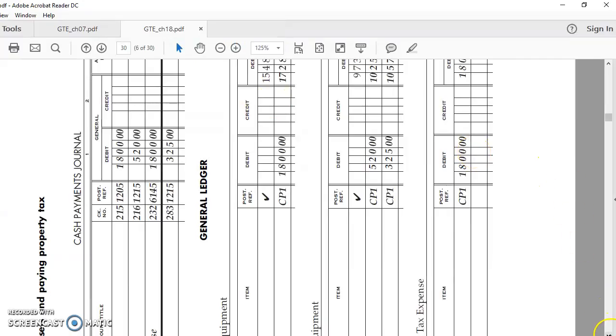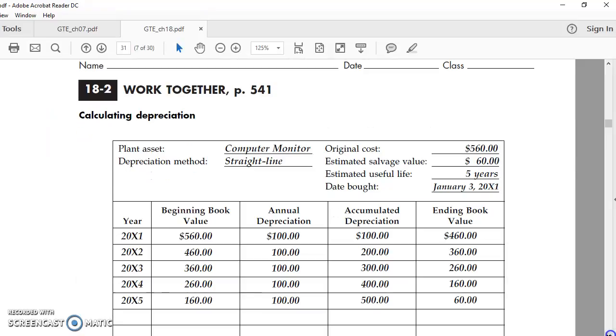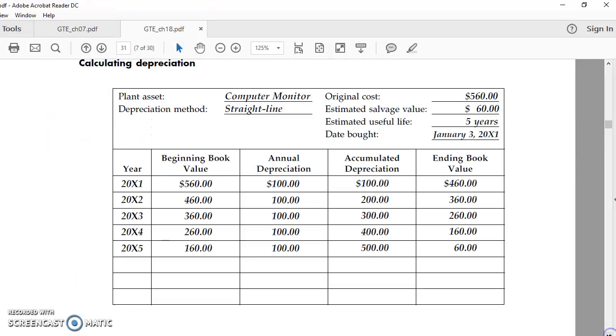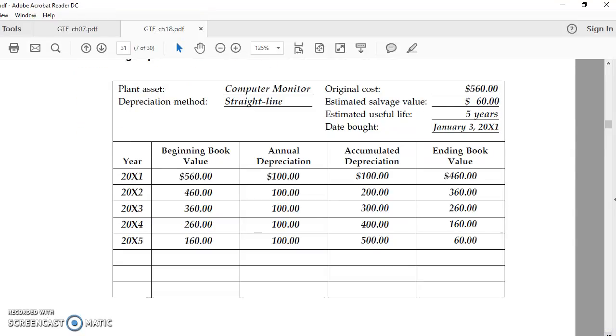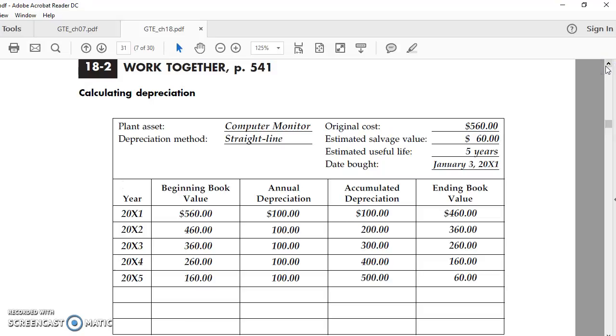Today I'm going to introduce to you depreciation. We worked a little bit on depreciation right before I left on my leave. So you're going to need page 31 in the workbook. And this is on page 541 of the textbook. Really no need to turn in the textbook though. I will give you all the information for the top of this depreciation schedule.